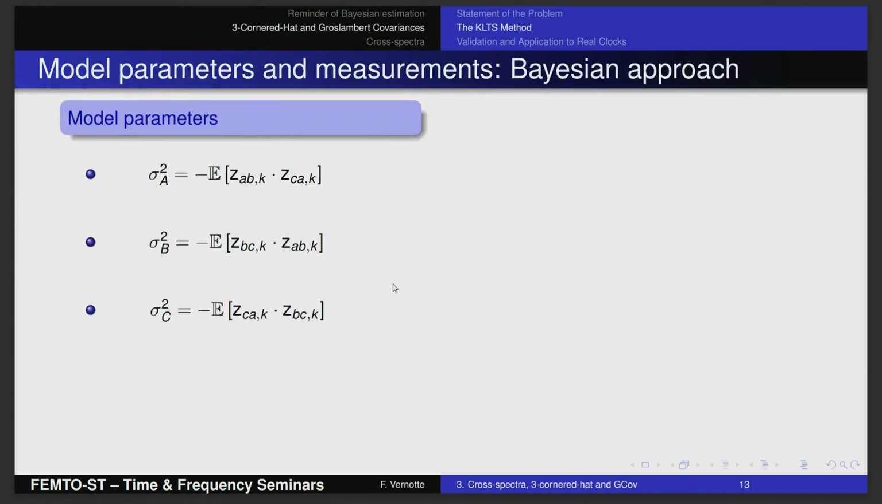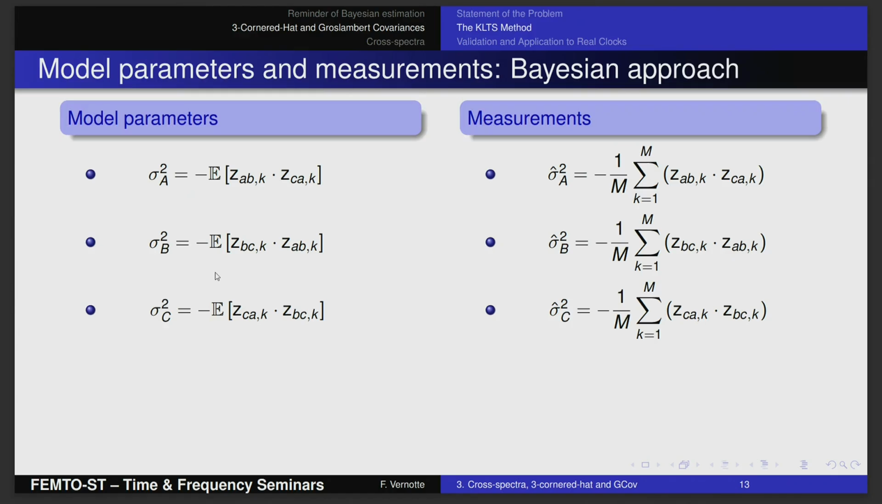So I go back to the difference between the model and the measurement. What is my model parameter? The parameters are the Allan variance, sorry, the Groslambert covariance, which have been obtained with the mathematical expectation, of course, which are not accessible. And what we measure are the covariances which are obtained with a finite average with m terms. And you see that there is a hat here to distinguish from the model parameter. This is what I called theta in my previous talk. And here we have the Xi measurement.